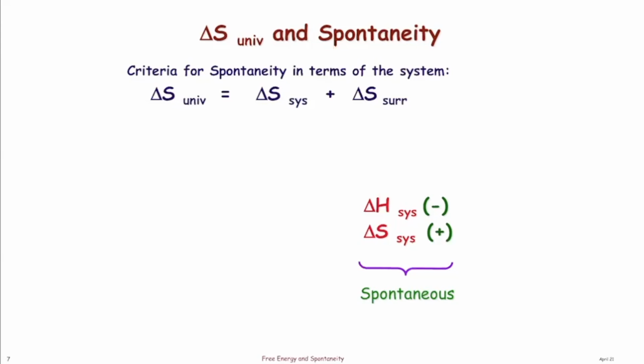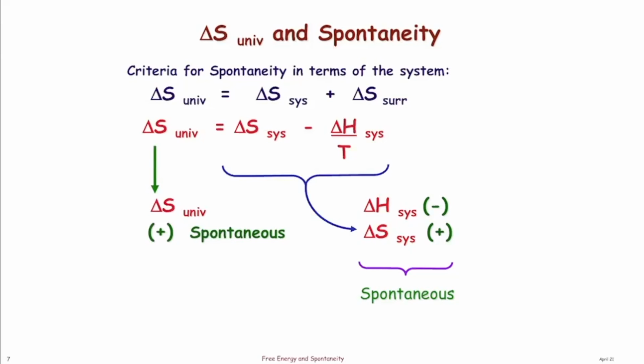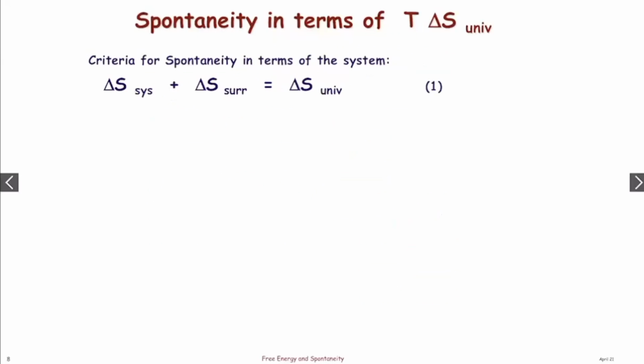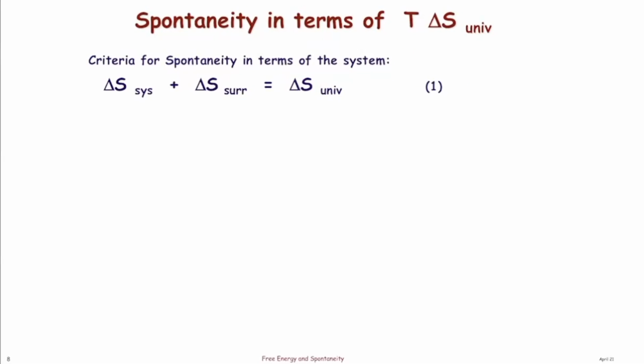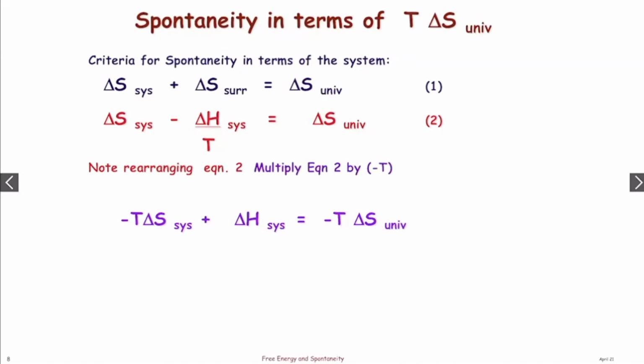It is always positive. So what we can do is we can take this entropy of the universe and rearrange it so that we can just look at the system and not the universe. And when we do that, we get this equation right here. Okay, this is in the lecture notes.